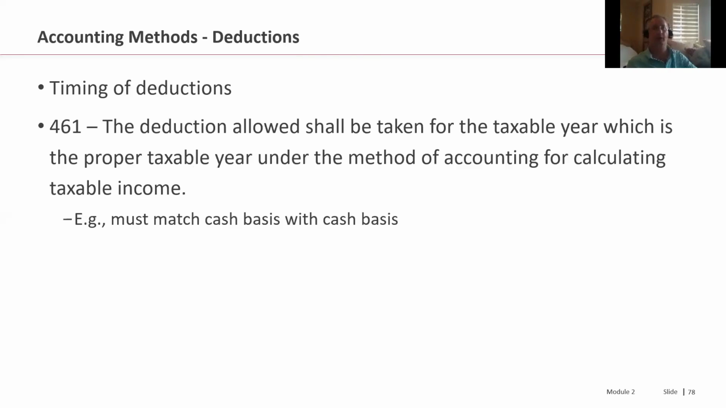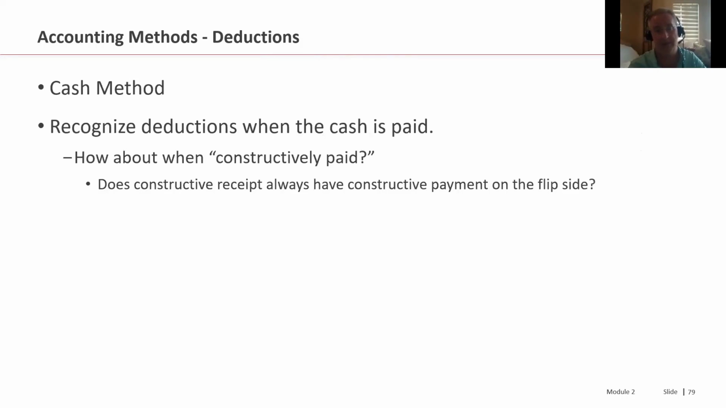All right, deductions. What about the timing of deductions? So we don't get a lot here either. 461 says you take the deduction in the taxable year that's the proper taxable year under the method of accounting for calculating taxable income. Okay, great. That simply says that if I use cash basis for income, I need to use cash basis for deductions as well.